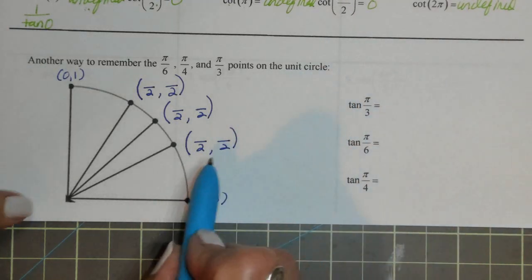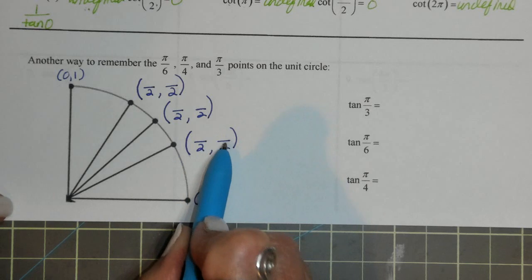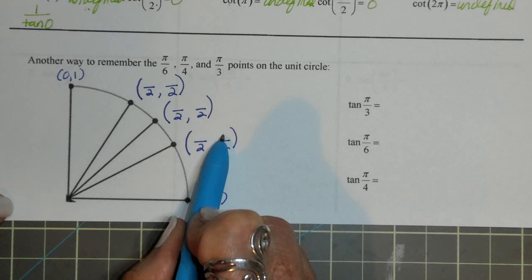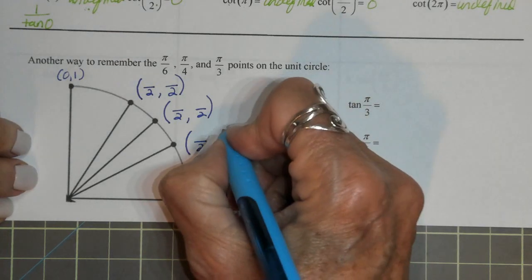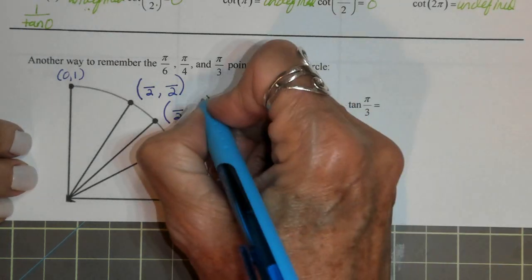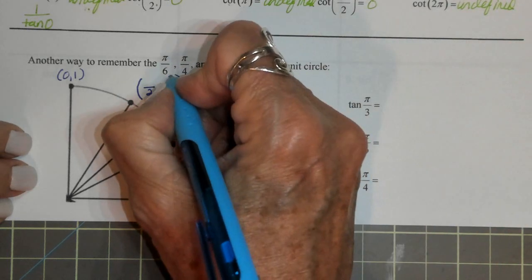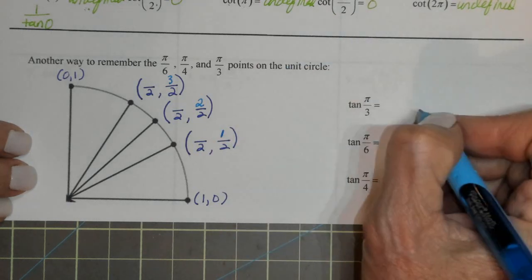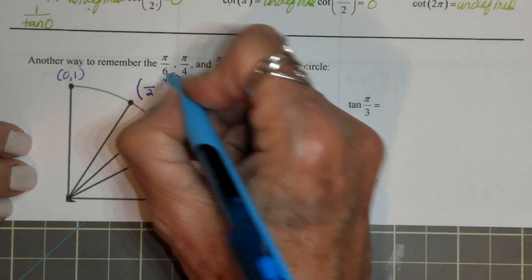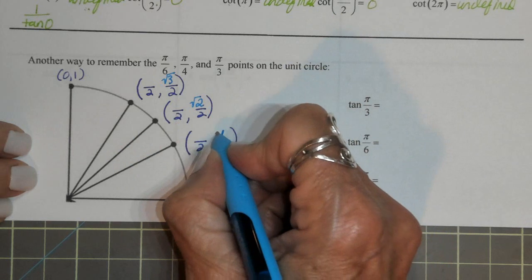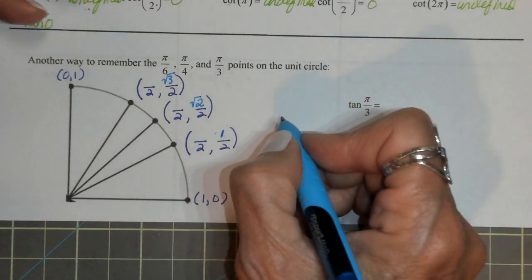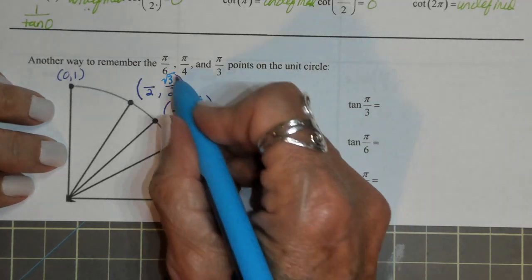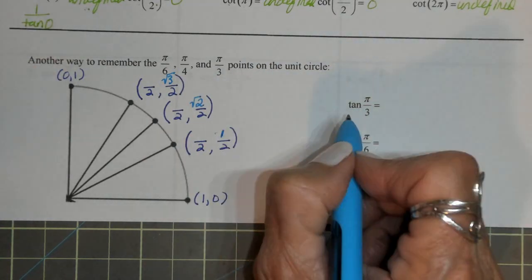I don't care where we start. Let's start with the sine, the y coordinate. This first numerator goes 1, 2, 3, except we put square roots on them. Square root of 1, square root of 2, square root of 3. Square root of 1 is just 1, so I'm not going to square root 1. That's how you get it. So 1, 2, 3, square rooted.